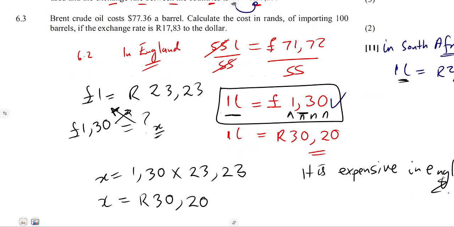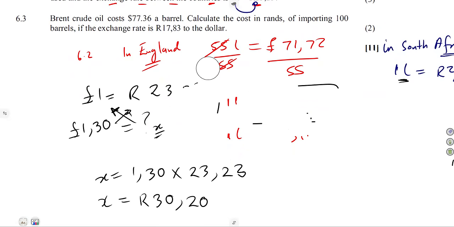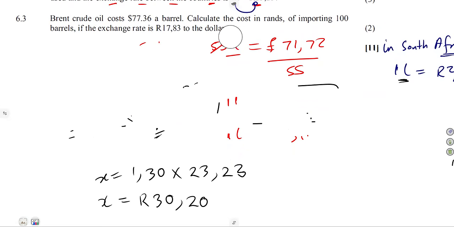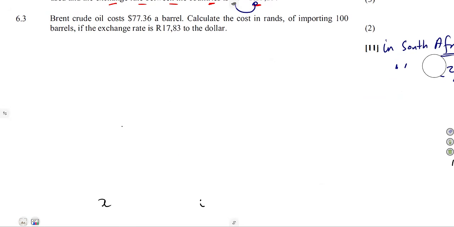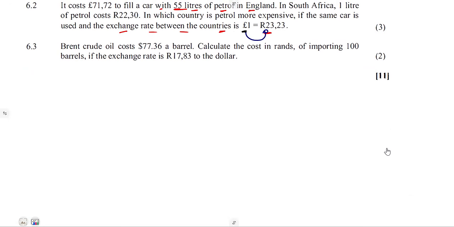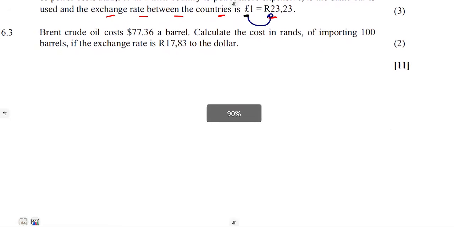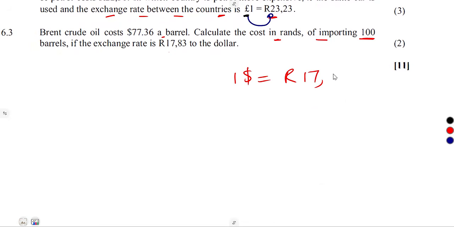All right, 6.3, we are given Brent crude oil cost 77.36. Guys, I think we had a similar question from the previous question paper. We can see that they do repeat some of these questions. It is $77 per barrel. Calculate the cost in rands of importing 100 barrels, if the exchange rate is one dollar is equivalent to 17.83.